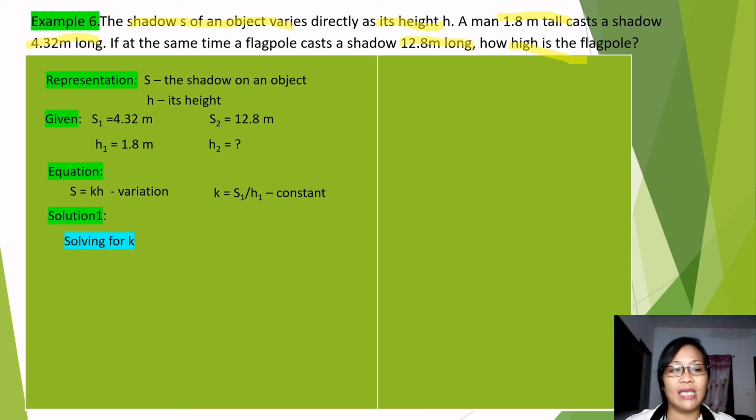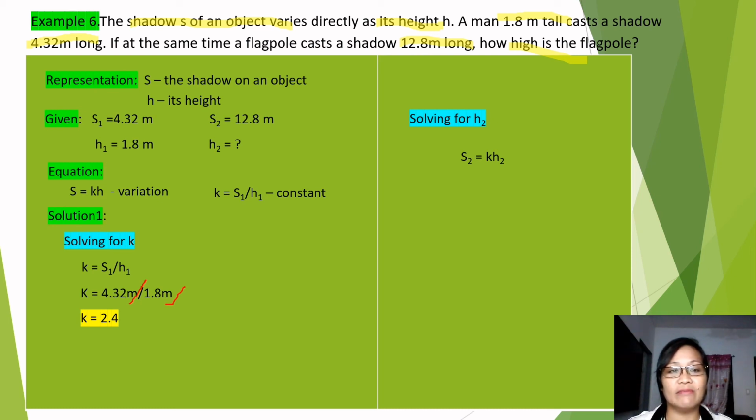Solution. Solving for K, we have K is equal to S sub 1 all over H sub 1. Then substitute the given. S sub 1 is equal to 4.32 meter divided by H sub 1, 1.8 meter. Then, of course, we need to cancel meter and meter. Then, divide 4.32 divided by 1.8. So, we have K is equal to 2.4. Next, solving for H sub 2, we have S sub 2 is equal to K H sub 2.